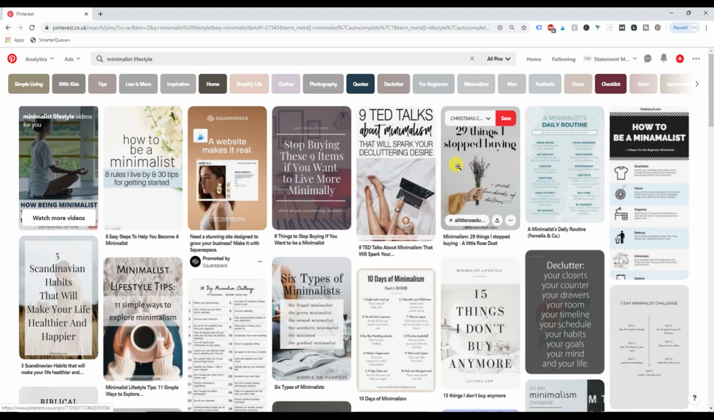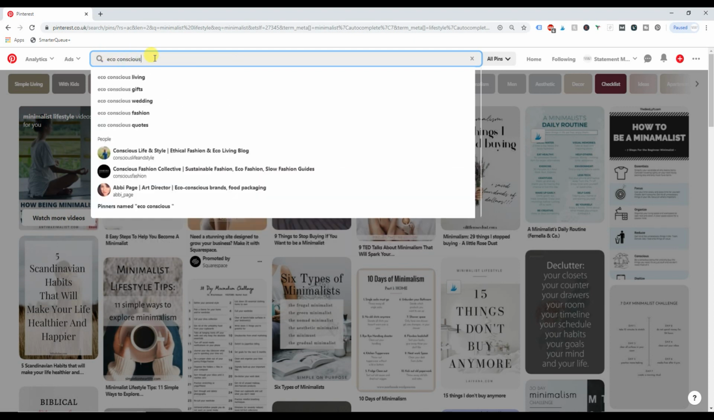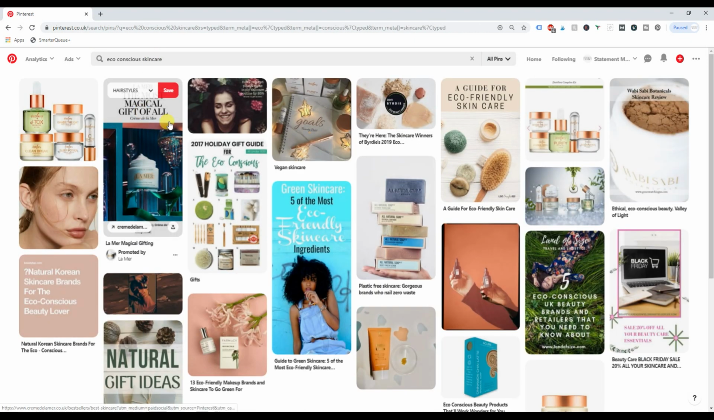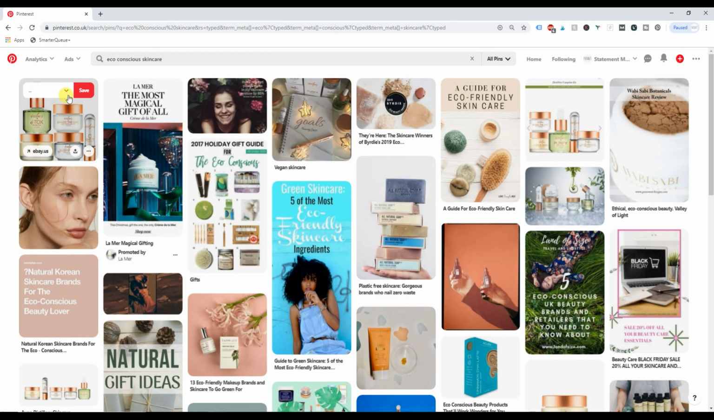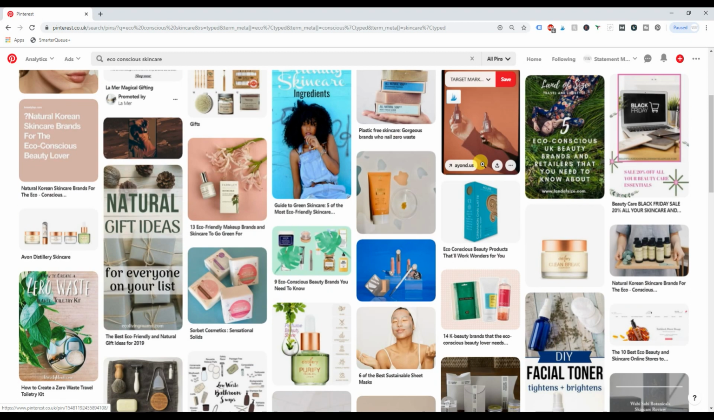So now I've done a good few categories, if you like. You are very welcome to go with eco-conscious. I haven't spelled that right again, have I? Nope. Skincare, and see what comes up. You can by all means do a little bit of investigation into these brands, suss out the competition if you like. I like that pin. I think that would attract our target market.